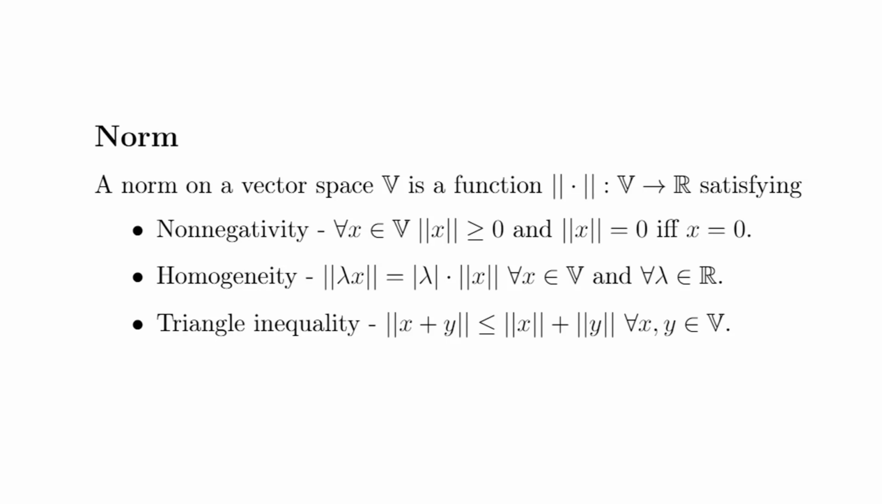Norm. A norm on a vector space V is a function from V to R, satisfying non-negativity, homogeneity, and the triangle inequality. All of these are on your screen.